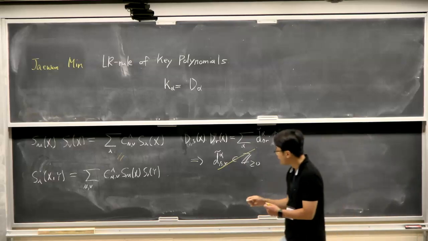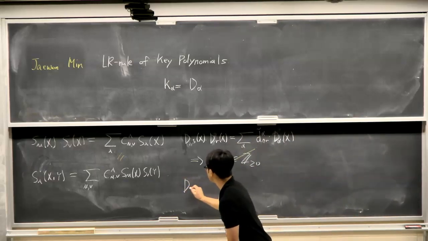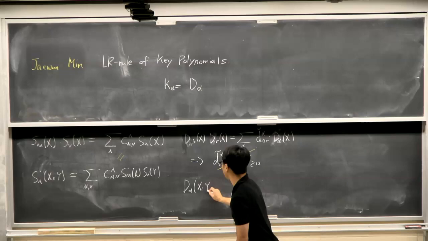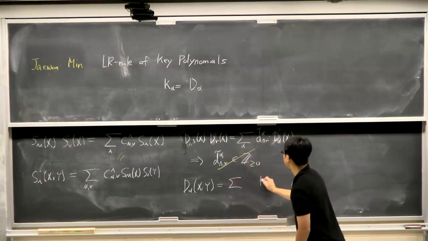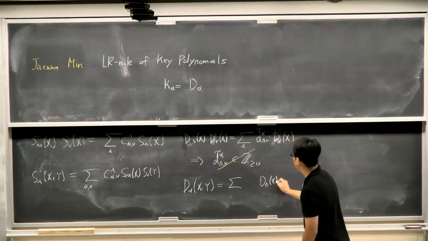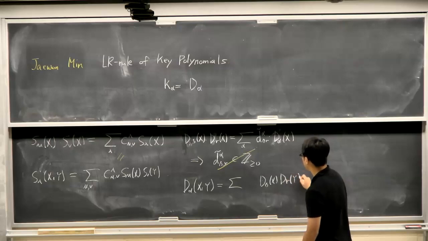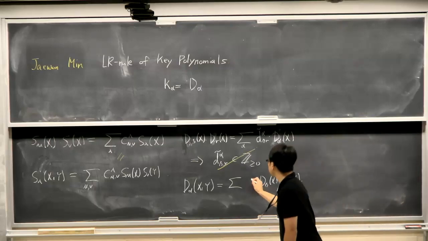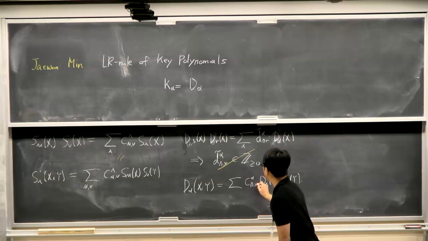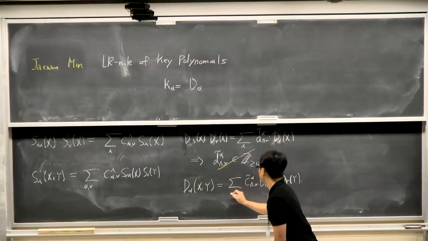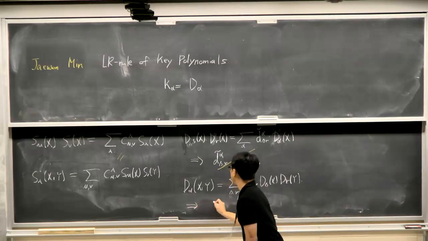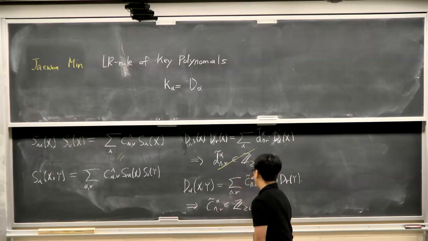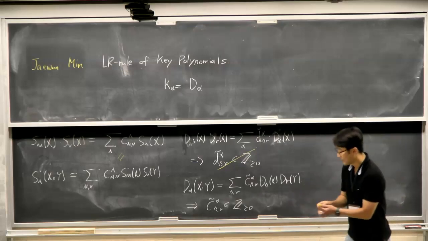However, if I try to separate the variables, so I start with B alpha with two sets of variables x and y, and separate it, so B beta of x times B gamma of y, I introduce another coefficient C alpha beta gamma tilde. This is in fact non-negative. So in this talk, I want to explain why this is true.